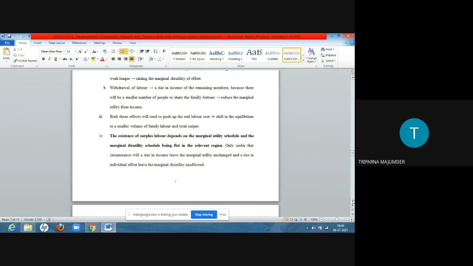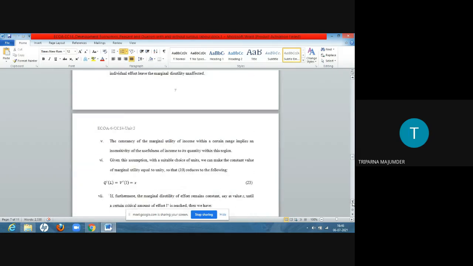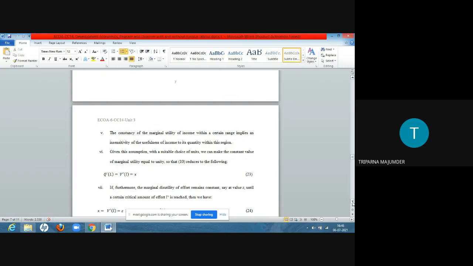So, in the relevant region, we want to see a condition where marginal disutility of effort is constant, as well as marginal utility derived from income is constant. The constancy of marginal utility of income within a certain range implies an insensitivity of the usefulness of income to its quantity within this region.